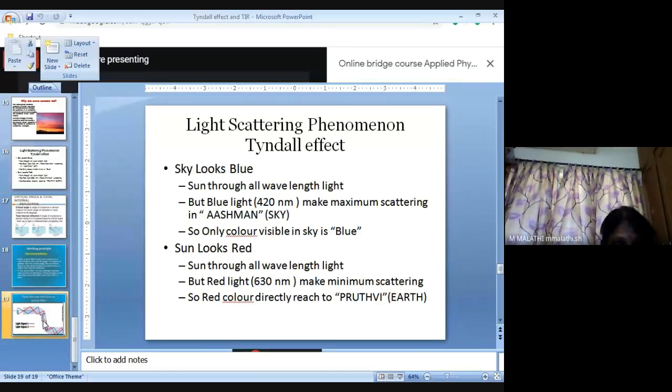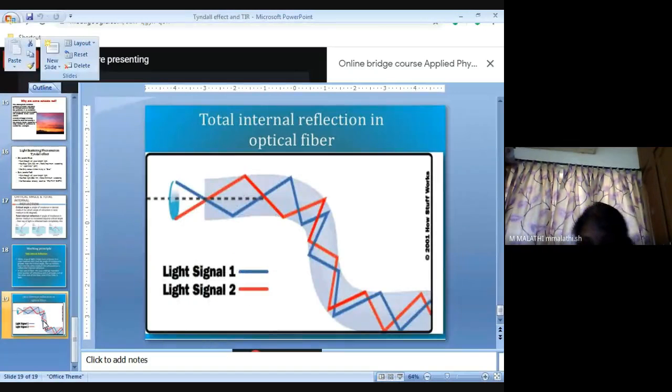See, a light is allowed to pass through it, and by the principle of total internal reflection, within the glass tube filled with water, the light is reaching the exit end.